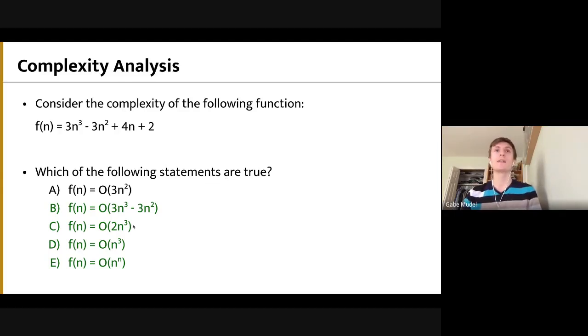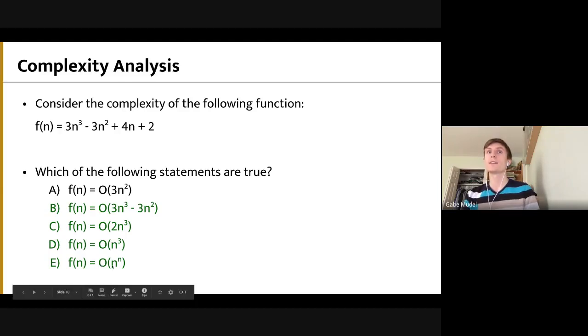So we can see that B is true because, if we ignore constants and smaller order terms, this is really just O of n cubed. If we ignore constants here, this is just O of n cubed. This is obviously O of n cubed. And you should know that n to the n is going to grow much, much faster than n cubed, so this is also an upper bound.